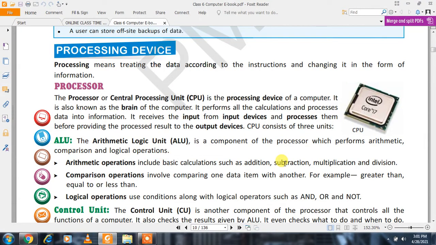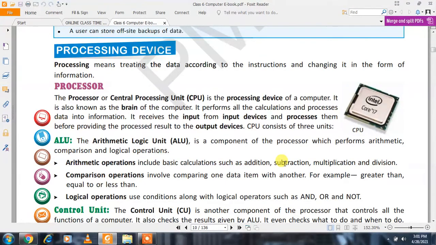Okay, so the processor is an integral part of a computer system, which is basically known as a processing device. It is a kind of microchip which is found in the cabinet, called the CPU box, and it is sometimes also known as the brain of the computer. Its main function is to perform calculation and process data into information.